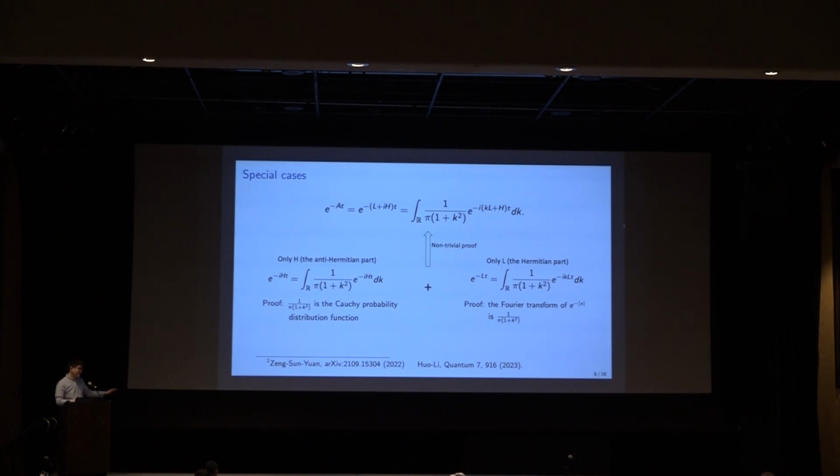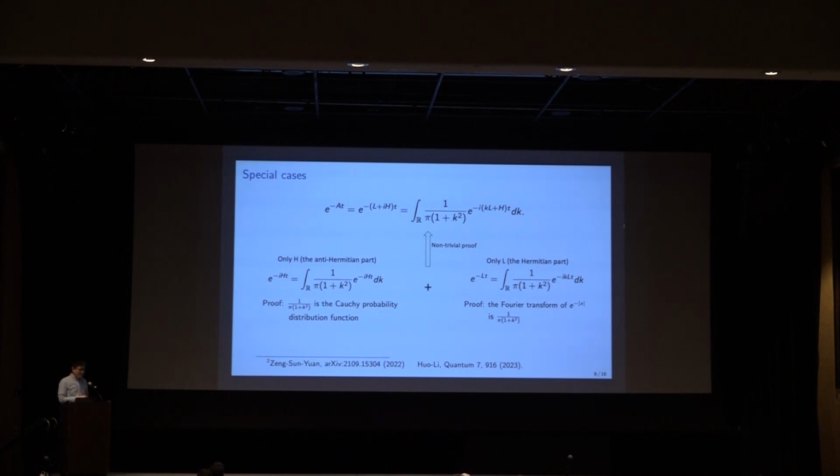It has nothing to do with the combination of multiple unitaries, because you can see that in the integral we only have a single unitary which is independent of k. But this equation trivially holds true because we have a kernel function 1 over 1 plus k squared, and this kernel function turns out to be the probability density function of the Cauchy distribution. So the integral over the entire space is just 1, which means that this equation is kind of trivial.